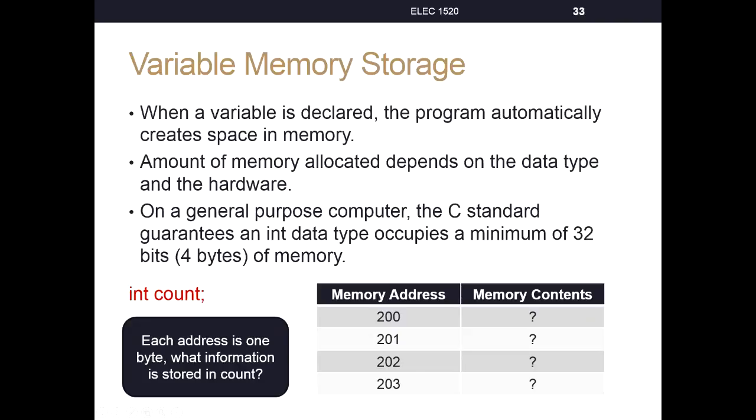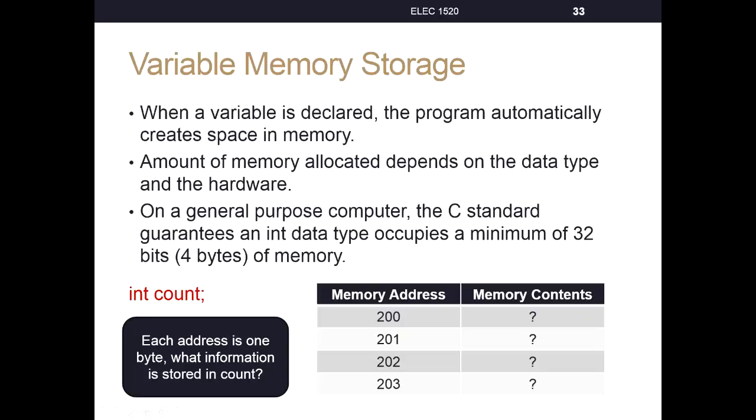So the amount of memory allocated depends on the data type and also on your hardware. Later we'll learn about microcontrollers, and we'll talk about the data type of the registers there. On a general purpose computer, if I'm using a 32-bit system, so remember the C standard guarantees we have a minimum of 32 bits or 4 bytes of memory. So everything, memory is byte addressable.